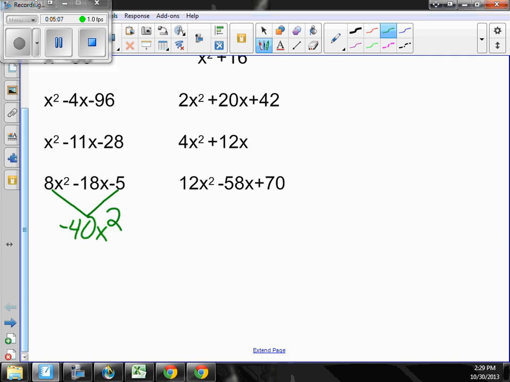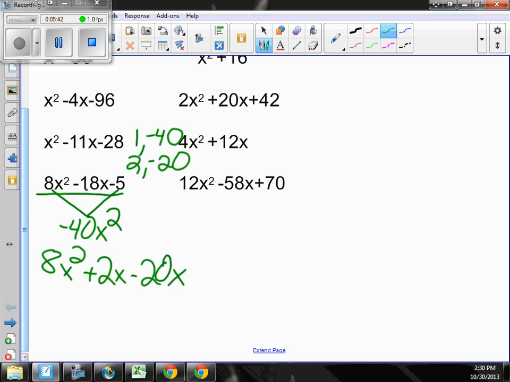Now I look for the factors of 40 that add to be negative 18. What do I know about the signs? They're different, and the bigger one is negative. So 1 and negative 40, does that give me negative 18? No. 2 and negative 20, does that give me negative 18? Yes. So I rewrite the entire quadratic, but instead of 18, I use 2 and 20. So 8x squared plus 2x minus 20x minus 5.